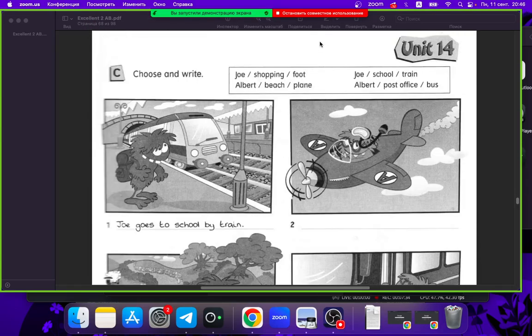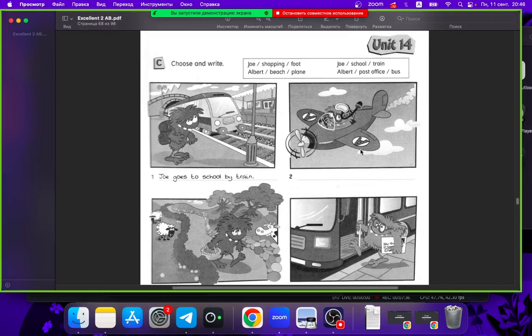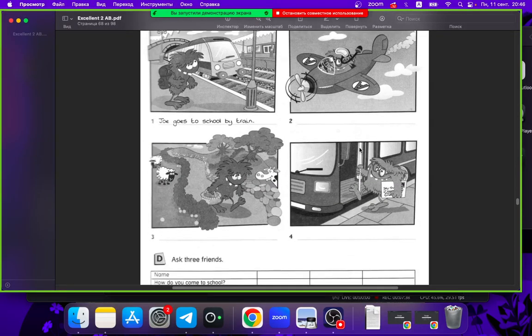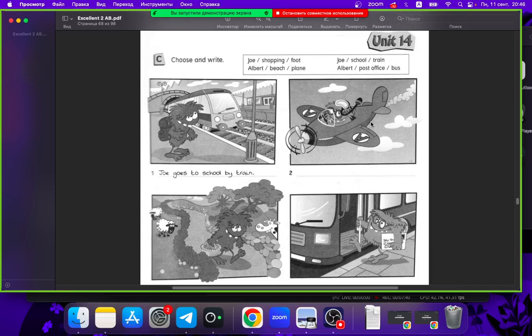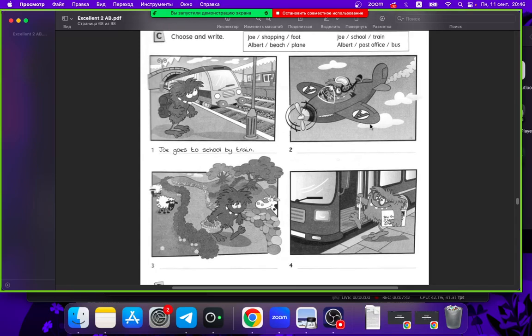What do we have here? We have 4 pictures and 2 monsters, and they do something quite often. They use train, bus or airplane to get somewhere. Let's think about it and let's try to describe it. Here you'll have some words that will help you.